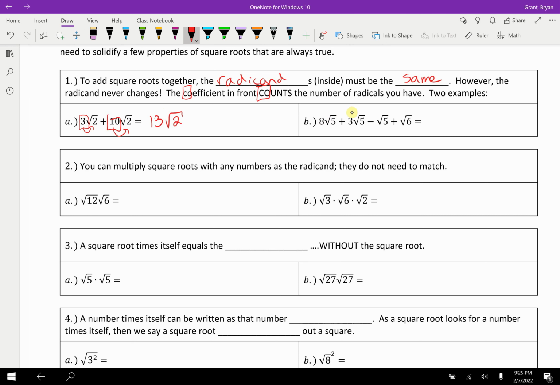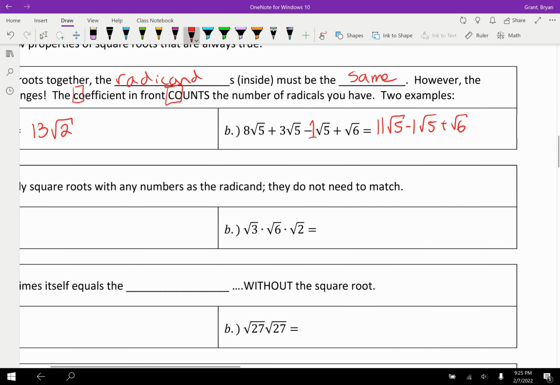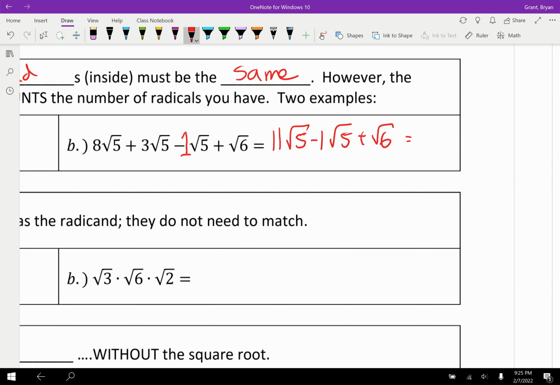8 square roots of 5 plus 3 square roots of 5 minus a square root of 5 plus a square root of 6. Well, let's deal with the square root of 5s first. 8 square roots of 5 plus 3 square roots of 5 minus, you guessed it, an invisible 1 square root of 5. So I'm just going to do this in 2 parts. 8 square roots of 5 plus 3 square roots of 5. 8 plus 3 is 11 square roots of 5. There is still a minus 1 square root of 5 and plus a square root of 6. 11 square roots of 5 minus 1 is 10 square roots of 5. This square root of 6, though, does not have a like radicand with the 5s, and so just stays with it. And so our final answer is 10 square roots of 5 plus a square root of 6.